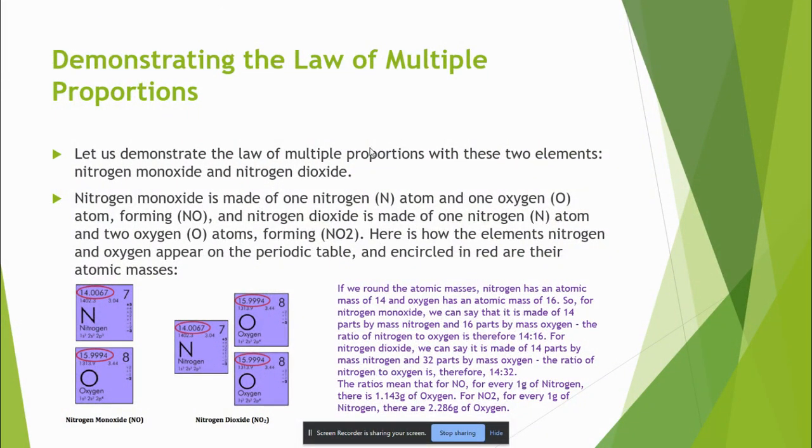So, a demonstration of the law of multiple proportions. This is just what I've explained earlier. Look at this: the case of NO and NO2. In NO, we have a ratio of 14 to 16, in grams, so you get 14 to 16. Then in NO2, we have a ratio of 14 to 32. So if you look at the ratio, 32 is still the same thing.